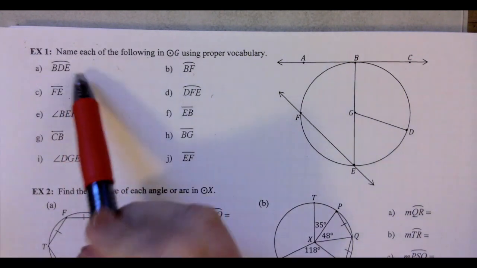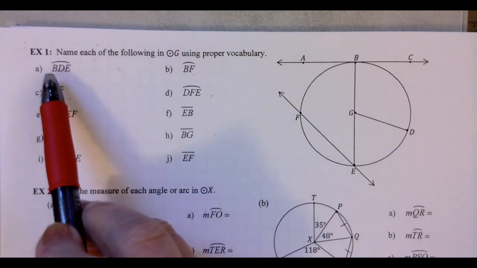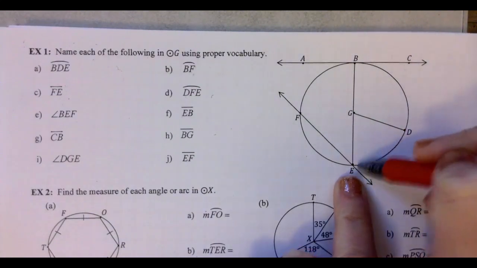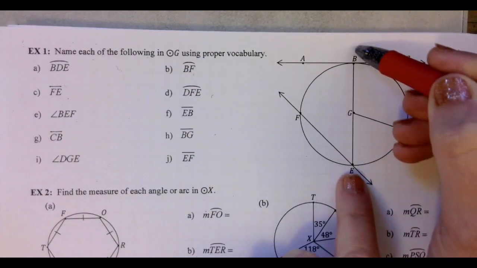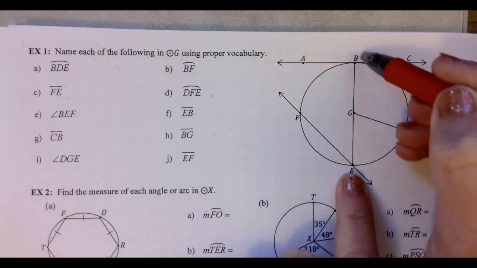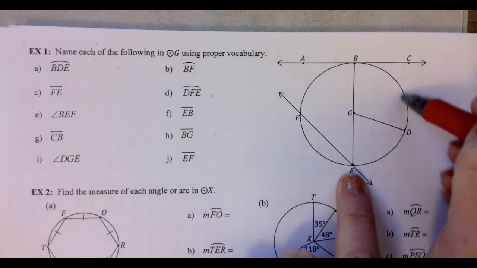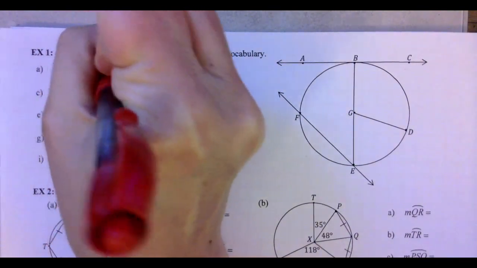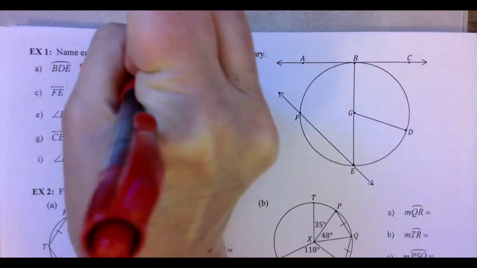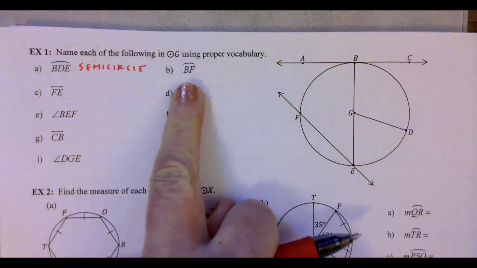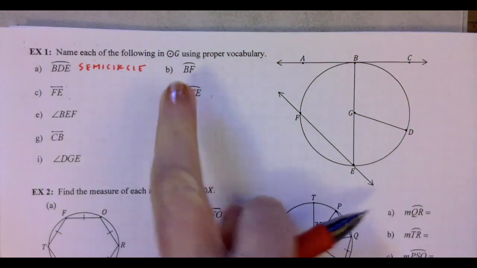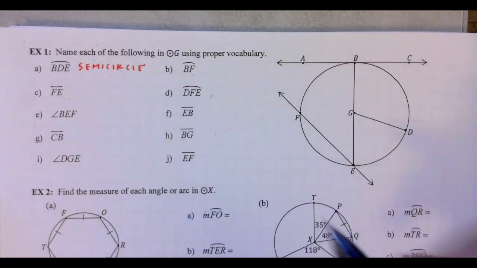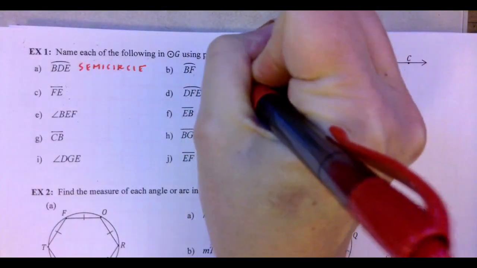All right, so BDE. I'm using a 3-letter notation. My endpoints must be B and E here, and I'm saying BDE. So it looks like these are endpoints of a diameter, right? G is the center of my circle. So right here, that must be a semicircle. Okay, next, a 2-letter notation, and it's an arc. We're saying B to F here. That looks like a minor arc. It's less than half of the circle.